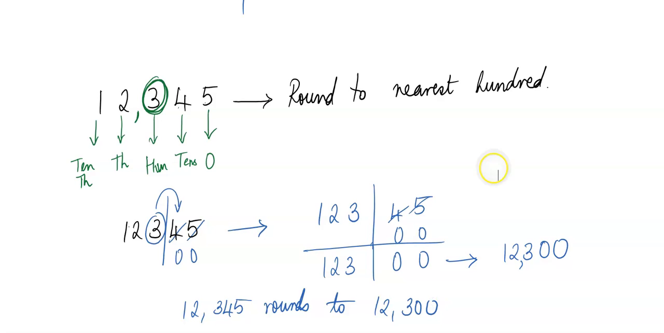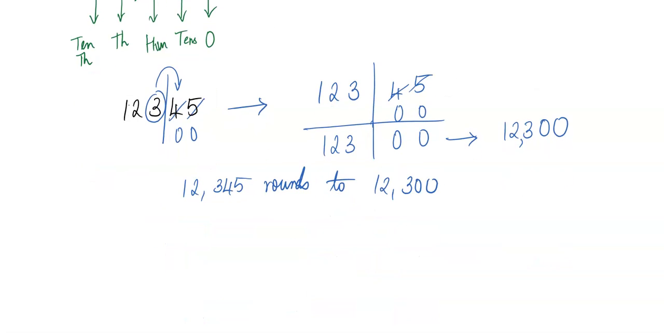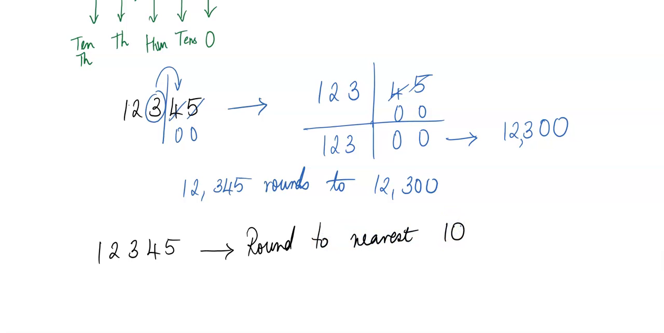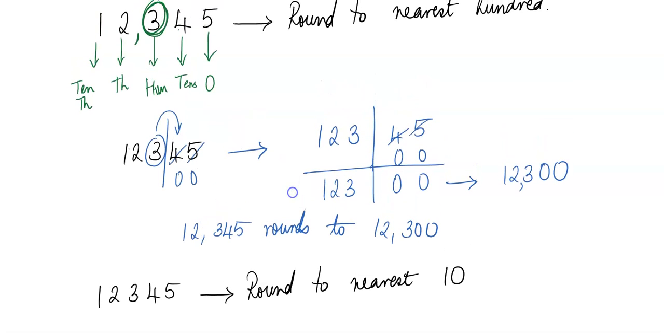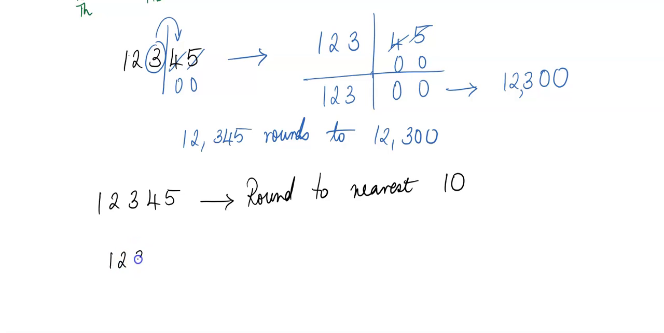We'll keep the same example, and let's round it to the nearest 10. Let me write that out here. 1, 2, 3, 4, 5. Round to nearest 10. So we identified 4 to be the tens position, right? So 1, 2, 3, 4, 5, and I put a line there because you're interested in the number to the right of the tens position.